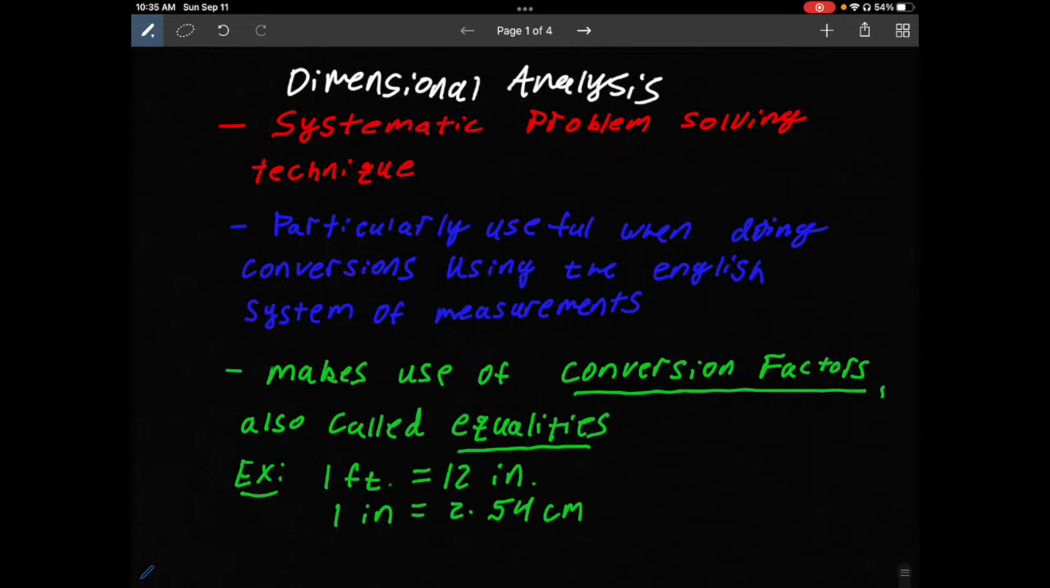And dimensional analysis makes use of conversion factors, which are also called equalities. An example of a conversion factor or an equality would be 1 foot is equal to 12 inches, or 1 inch is equal to 2.54 centimeters. We use these and multiply and divide by these conversion factors or equalities in order to perform the conversion.